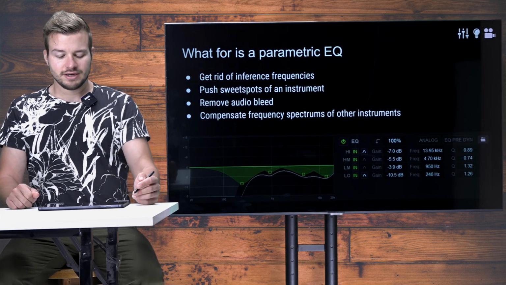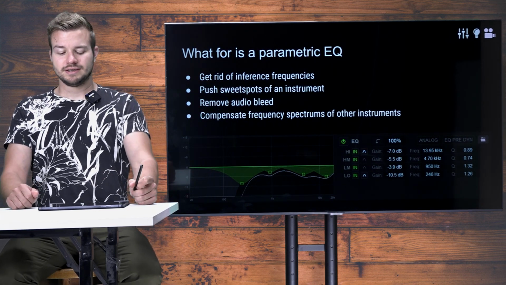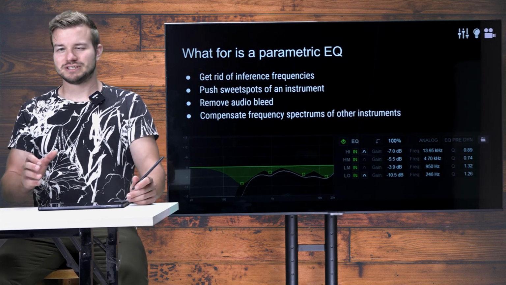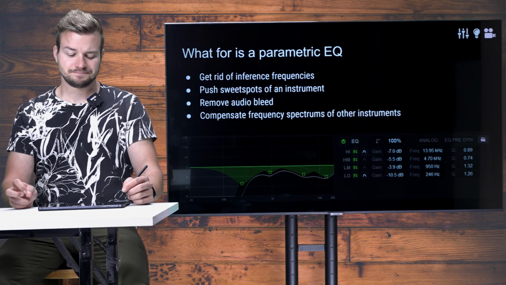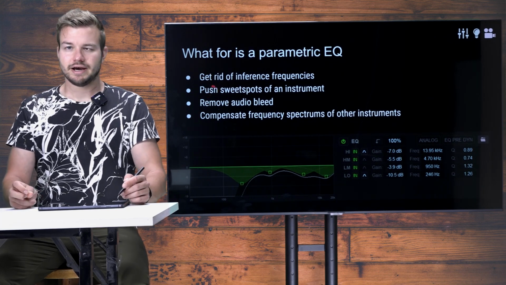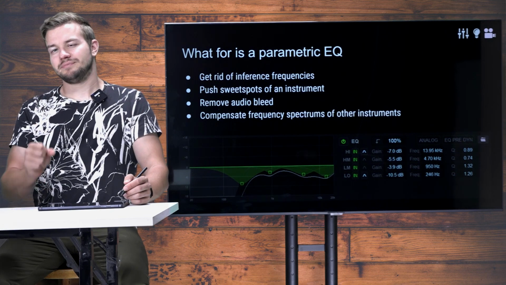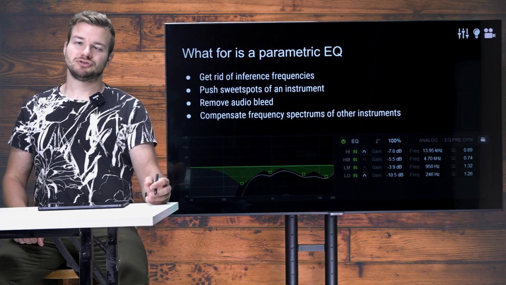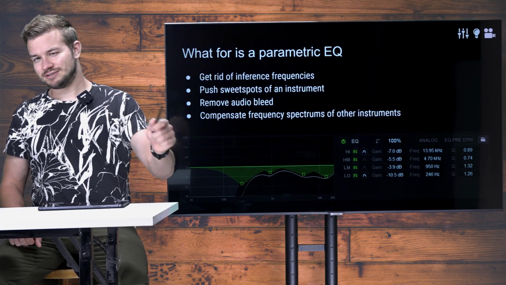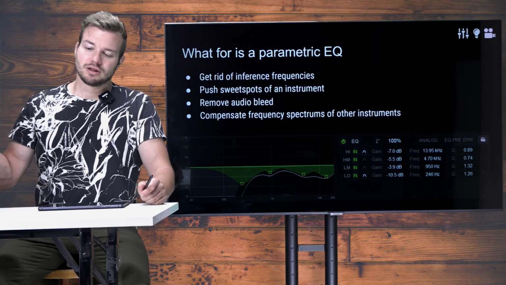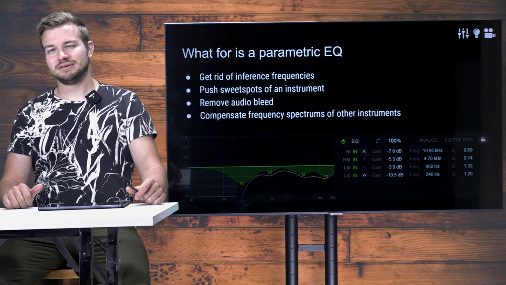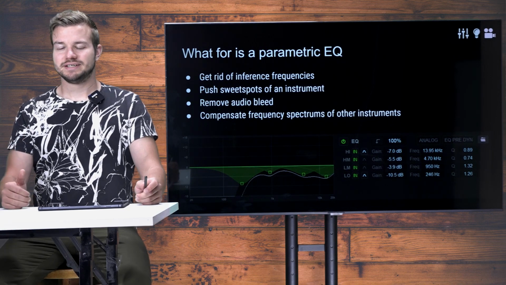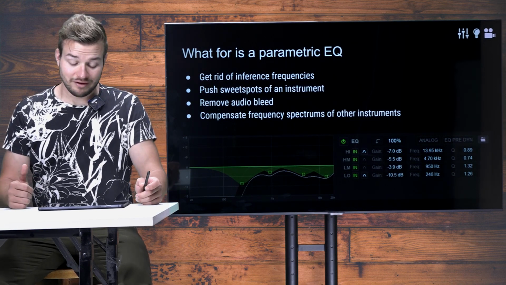Number three here is remove audio bleed. That's especially for microphones, this happens a lot. It means that when someone sings into the microphone and the person stands next to the drum, it is highly likely that some of the drum sound will also be picked up by the microphone. And this is what we call audio bleed. So we get signal into the microphone we don't want to have in the microphone.